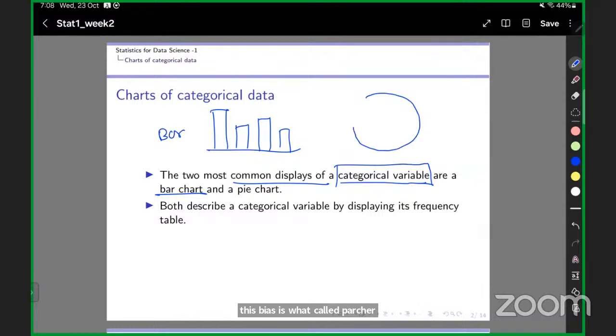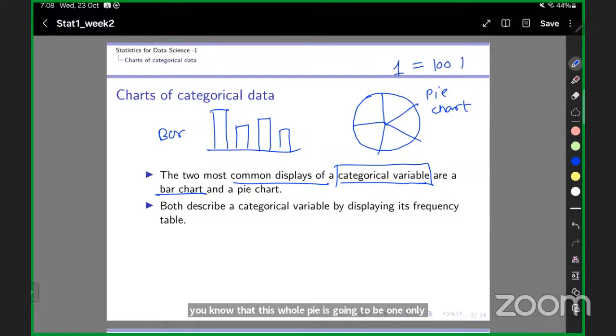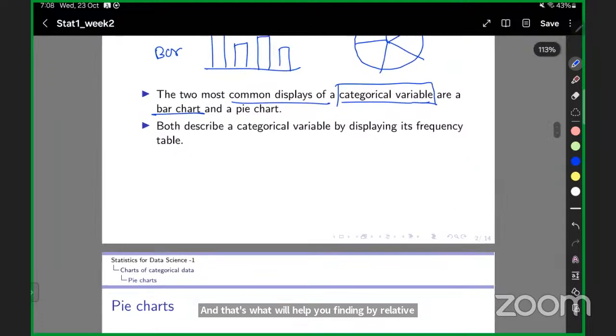So pie actually comes from pie, where each slice can be consumed. The slices are there, and this whole thing is a pie chart, and each slice will be a proportion of it. This whole pie is going to be one, or 100% you can say, and each slice is some portion of it, and that's what you find using relative frequencies. So we'll see.